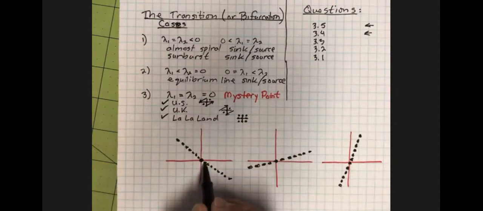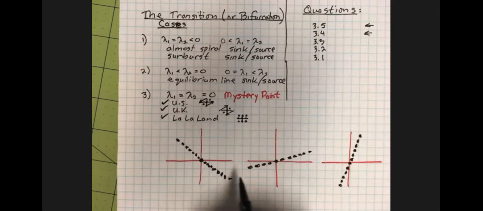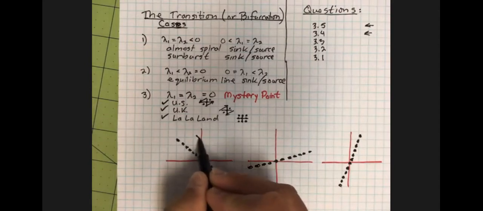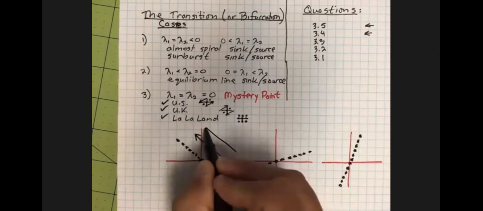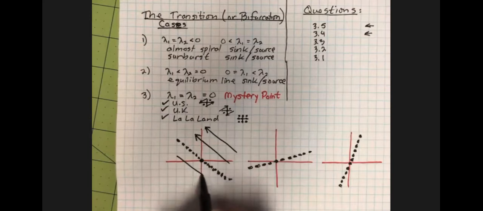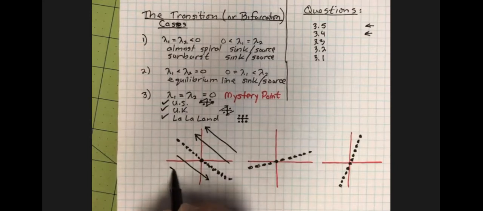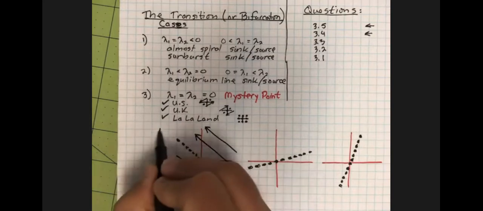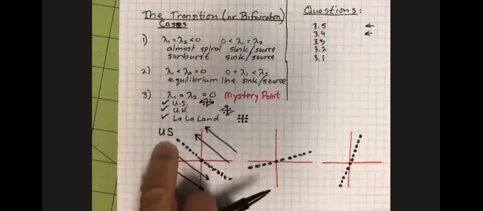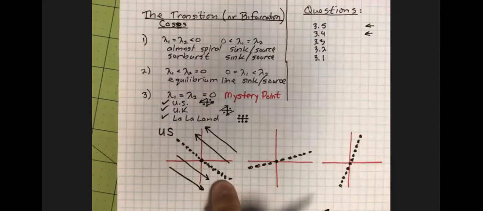In the first case that's possible, you get a whole line of equilibrium points like this. And on one side, you get streams that are flowing parallel. And on the other side, streams that are flowing parallel in the opposite direction. And I call this the US system because it's like driving on a road in the United States.